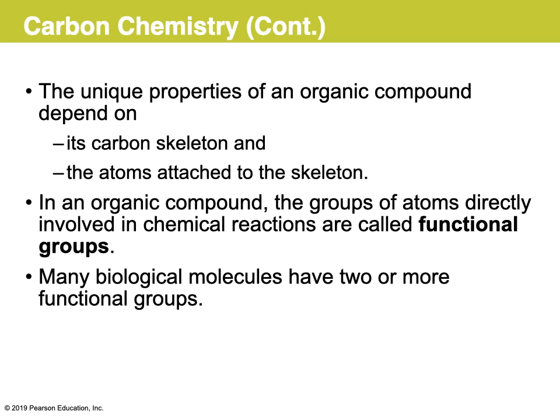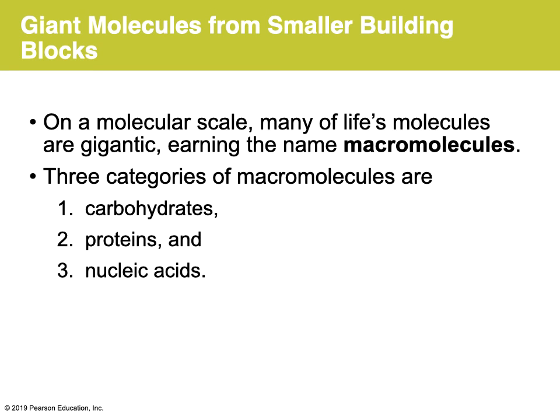Now, the unique properties of any organic compound depend on the carbon skeleton and the atoms attached to that skeleton. So in an organic compound, the groups of atoms directly involved with chemical reactions are called functional groups. And many biological molecules will have 2 or more functional groups. On a molecular scale, many of life's molecules are gigantic, and that's why you see the term macro for large molecules. 3 categories of macromolecules are carbohydrates, proteins, and nucleic acids.